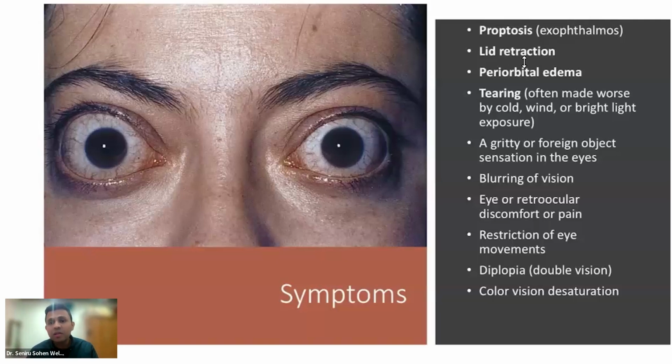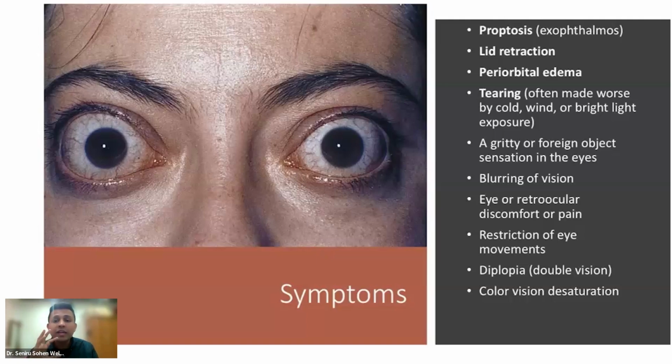Then you have lid retraction, periorbital edema, and tearing, which can be made worse by cold, wind, or bright light exposure. You can feel a gritty sensation in the eye. You can get blurring of vision, diplopia, restriction of eye movements, and color vision desaturation. So there are a lot of eye signs, and there are scales developed to assess thyroid eye disease because it can be considered an entirely separate entity when comparing the treatment of Graves' disease.